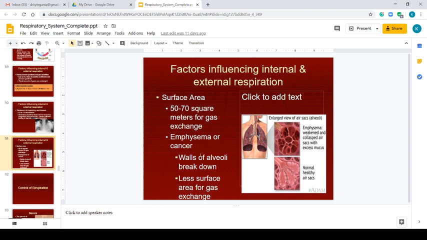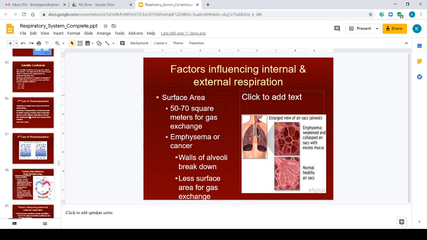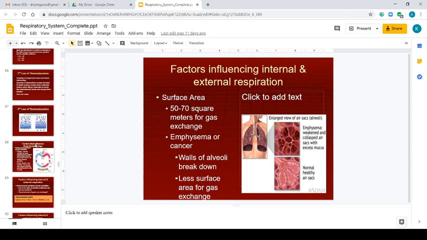That's going to affect how much air is able to diffuse into the blood vessel, or how carbon dioxide is able to diffuse out of the blood vessel into the alveoli, right? If we have emphysema, if we have a breakdown of those walls, less surface area, that's going to affect exchange. Okay? So there's quite a few things here that affect this.